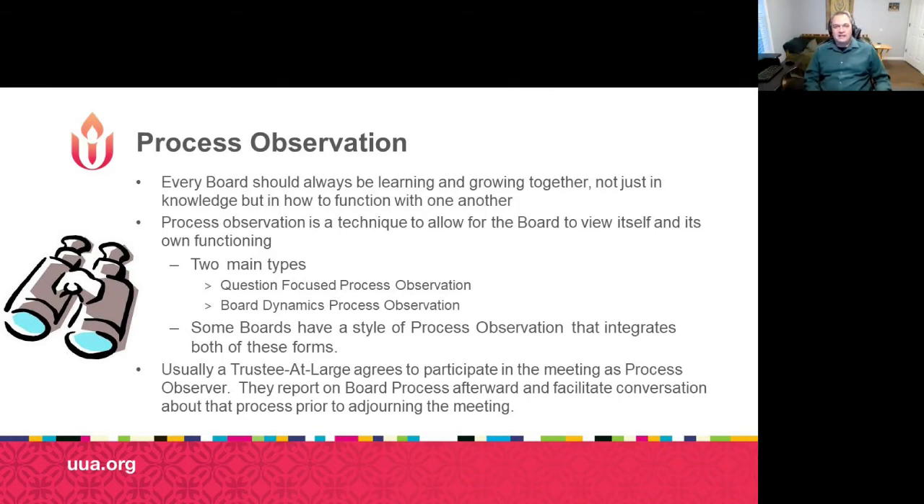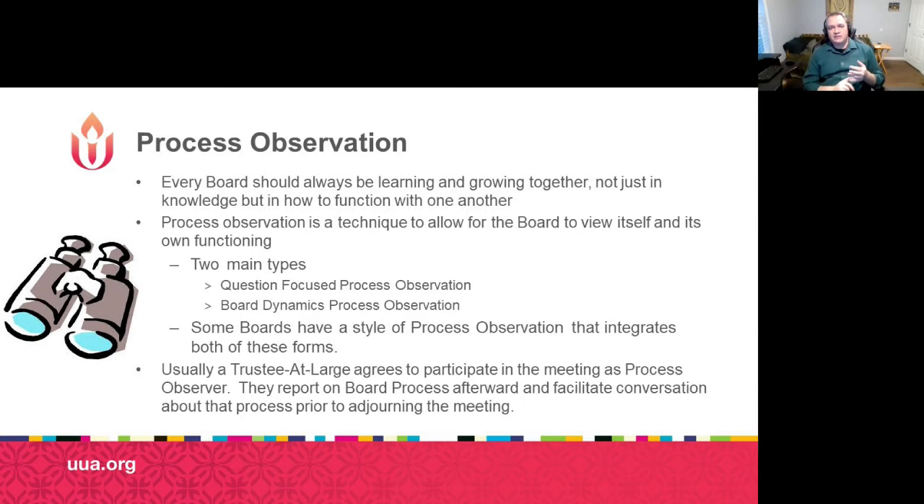This is another technique and tool that is really useful for governing boards in learning more about how you're functioning, how people are engaged with one another. What are the things that the board is doing well? What are the things that the board has a challenge with? What are the things the board is not seeing?